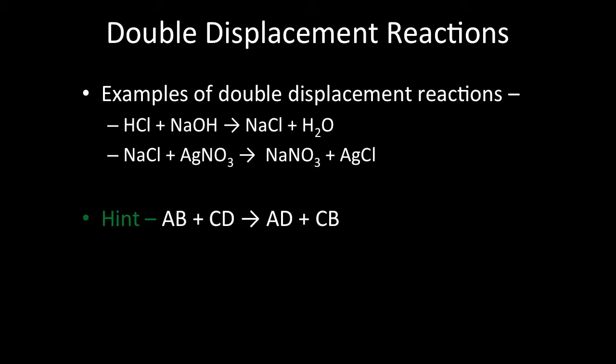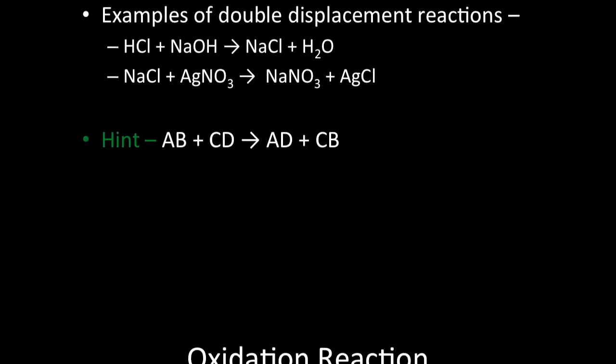If you don't understand this, there's a hint we have. AB plus CD equals AD plus CB. The B and D get exchanged, you see.